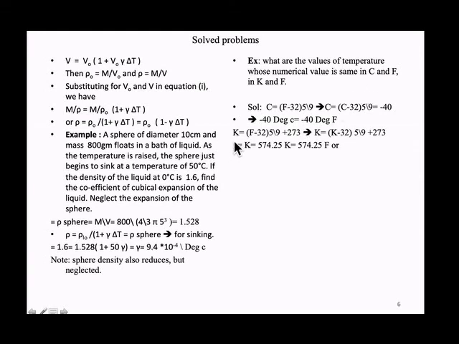Similarly for K, Kelvin is defined as (F minus 32) into 5 by 9, which is degree centigrade, plus 273. That is Kelvin. Once F is also K because both are numerically the same, K is equal to (K minus 32) into 5 by 9 plus 273. Then the value comes to 574.25. So this is the temperature in Kelvin as well as Fahrenheit.